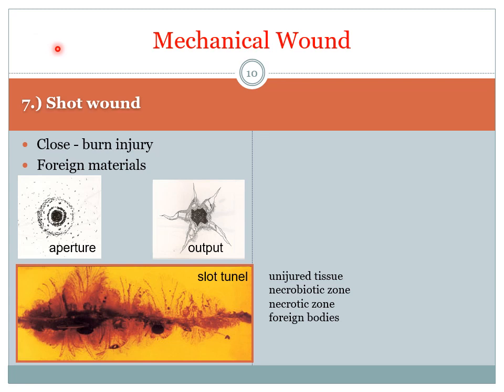Mechanical wounds also include shot wounds by bullets. They are closed bullet injury, burn injury, and there are foreign materials. Gunpowder, usually inside, there is an entrance for the bullet, there is an exit, and you can see here that the damage is caused by the tunneling induced by the passage of this bullet through the tissue. There is a necrotic zone around it, and foreign bodies, and the wound here usually ends by infection.